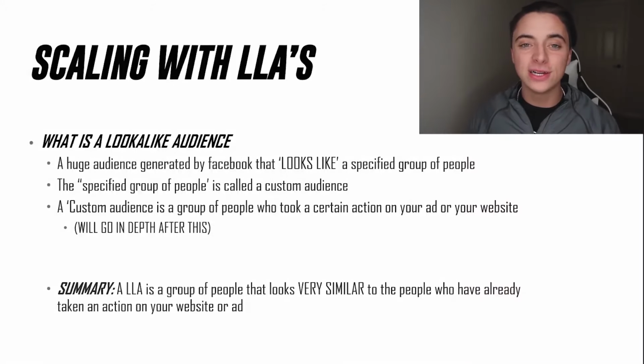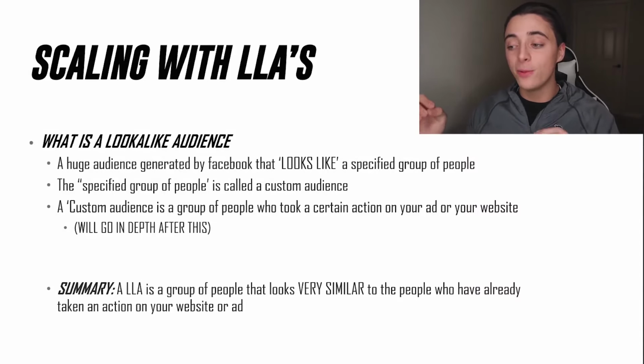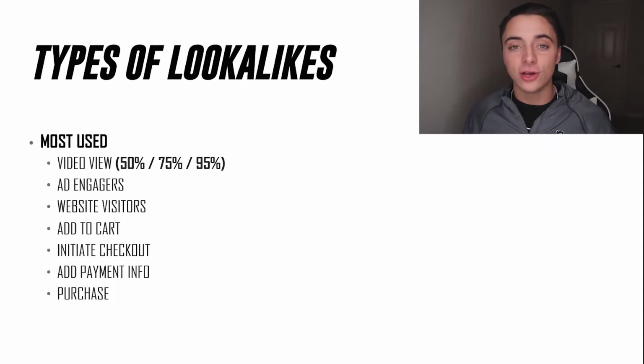Hopefully that made sense, but basically you make a custom audience of someone who's done a certain action, and then you create a lookalike audience off of that, and then you use that in your ad sets to scale. Of course, I'll go further in depth on this whenever I'm actually creating custom audiences and creating the lookalikes, so I'll show you guys in a second. So basically, a lookalike is just people that look very similar to people that have already taken an action on your website, which leads me into the types of lookalikes, okay?